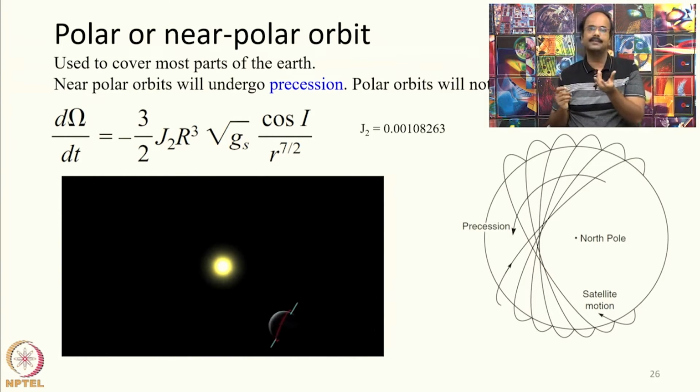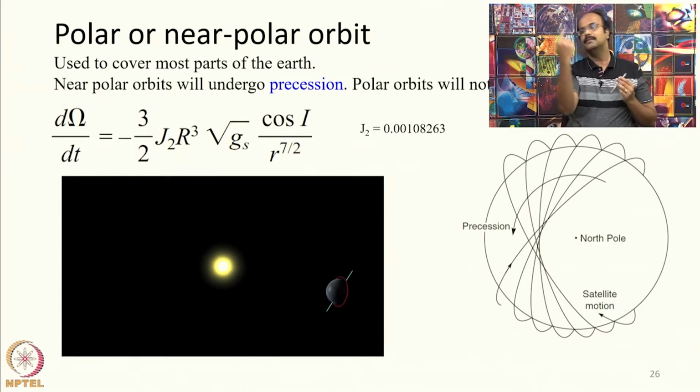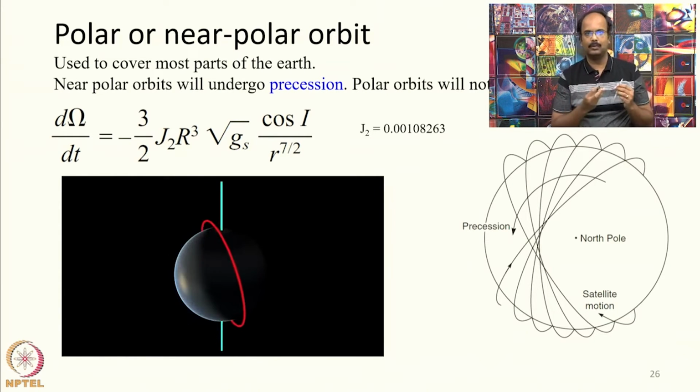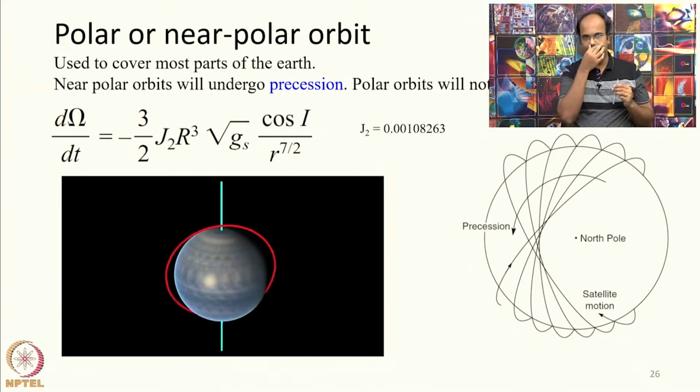But what will happen is the orbit also will spin independently. If the inclination lies above 0 degrees, normally satellites will be placed with inclination greater than 90 degrees, near polar orbits, 98 degrees, 99 degrees and so on. Such orbits will undergo this precession, that is, the orbital plane itself will rotate.